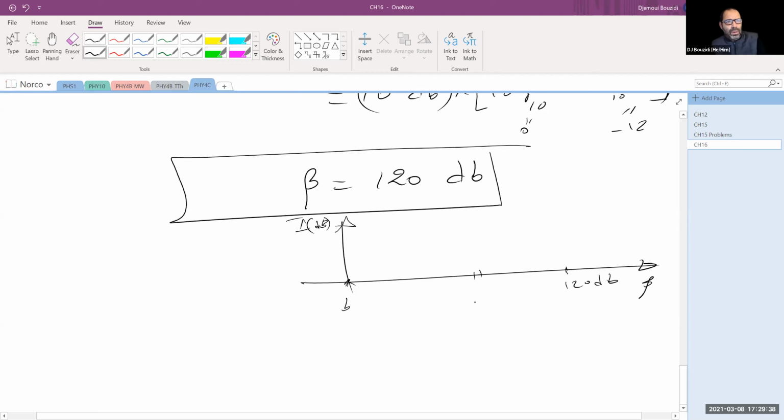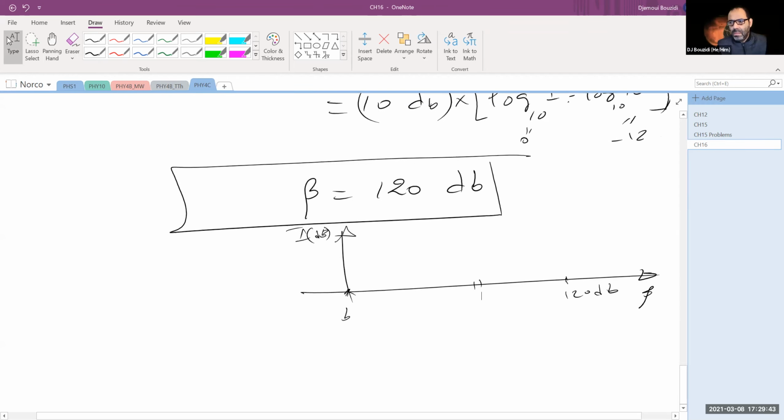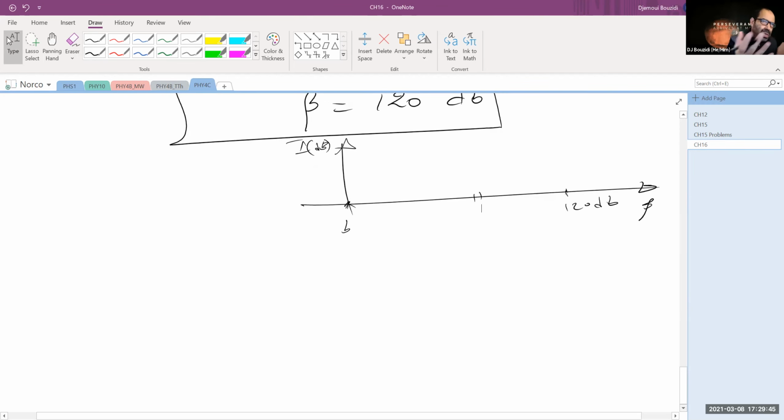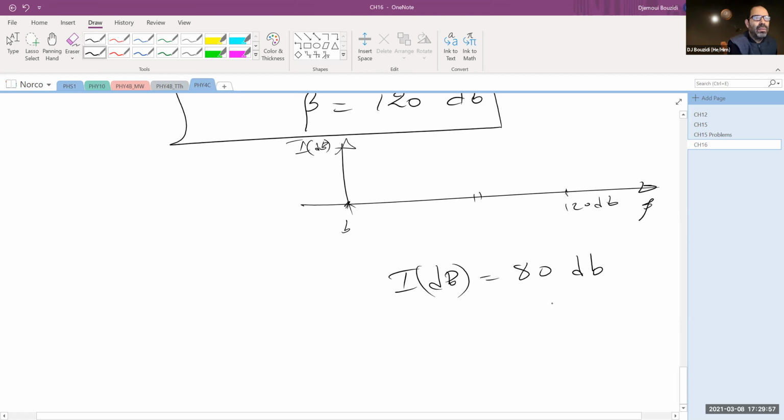So let's say, for example, you have 80 decibels, which is the normal conversation that we do, okay? So the intensity level is 80 decibels. So what is that in terms of power? If I go back to the expression, I write 80 equals 10 log in the base of 10 of I over 10 to the negative 12.